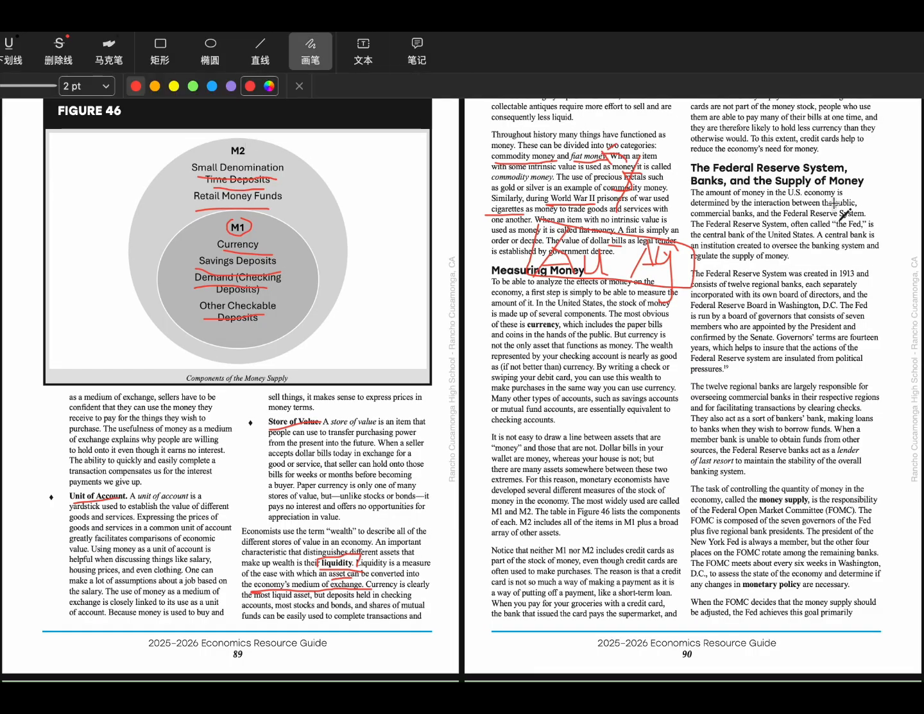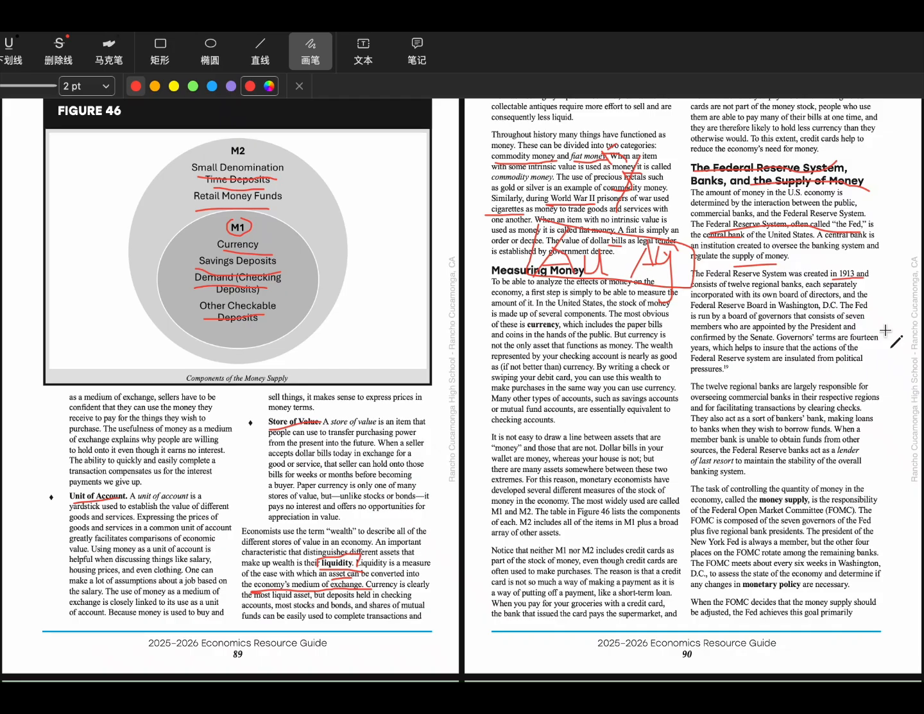Coming next is the Federal Reserve System, or the Fed, and how they control the supply of money. The Federal Reserve System, often called the Fed, basically serves as the central bank of the United States. Their job is to regulate the supply of money. Now, below is a bunch of things that you have to remember.